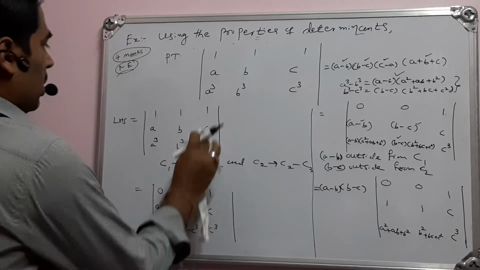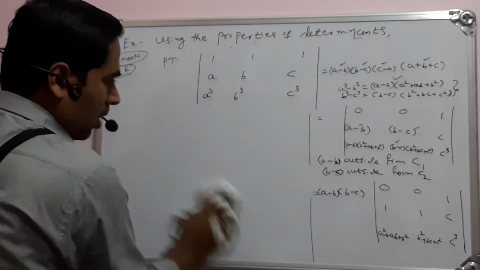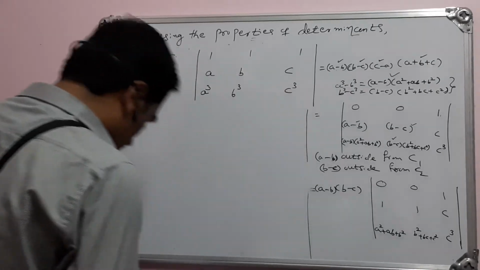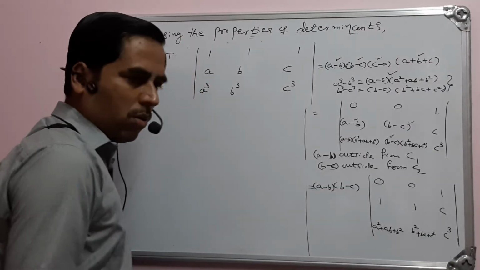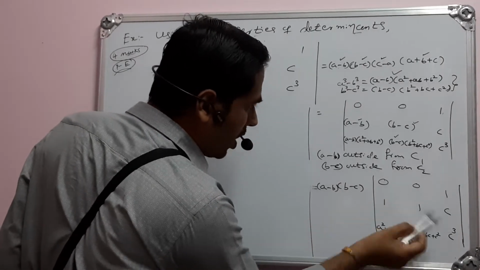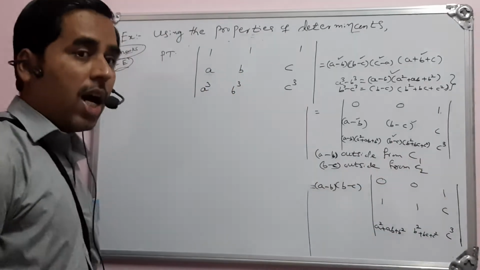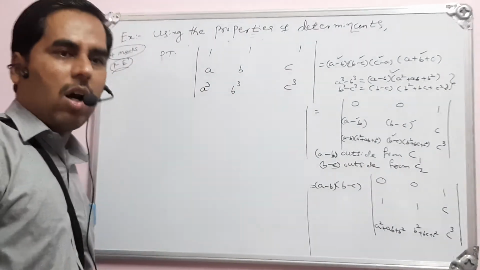Okay. So what is the next step here? I have applied this. See now, here 0 and 0, we have reduced these two elements to 0. So our job is very easy. We can expand at this step only. Otherwise, we can still go on applying the operations here.